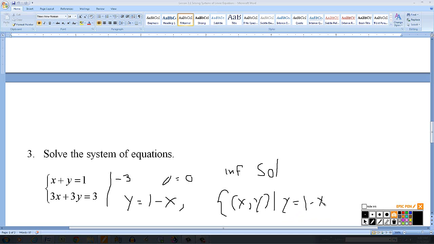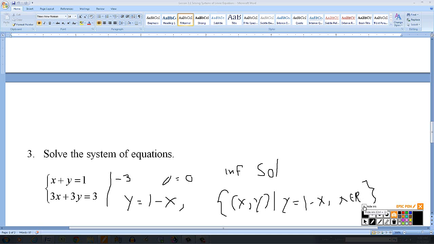And this is where x belongs to R. That is, x is any real number. Okay, that's one way to do it.